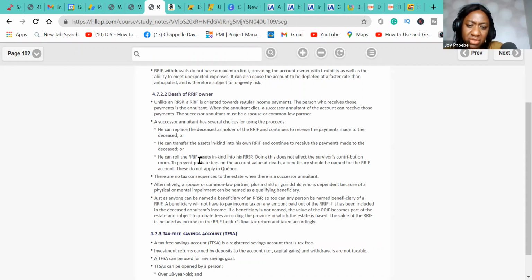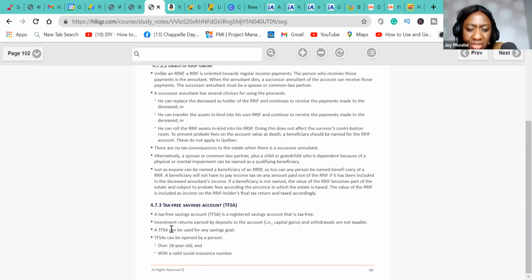Or he can roll the RIF asset in kind into his RRSP, and by doing this does not affect the survivor's contribution rule. To prevent probate fees on the account value at death, a beneficiary should be named for the RIF account, and this does not apply in Quebec.